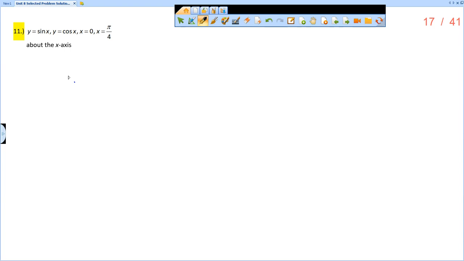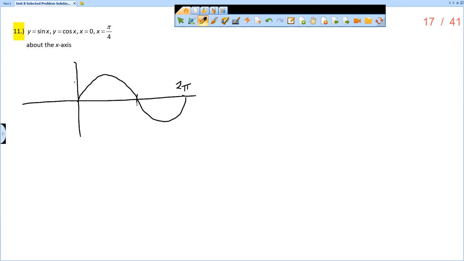All right, so I'm going to draw a graph. y equals sine of x, right? So we know that y equals sine of x looks like this, right? But remember, that goes from 0 to 2 pi, right? So this would be at pi. This would be at pi over 2, right? So pi over 4 is actually just right there, okay?